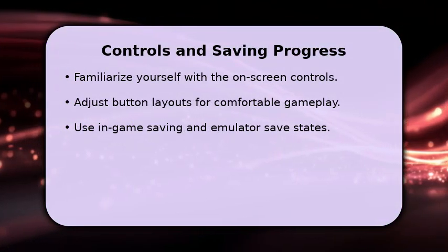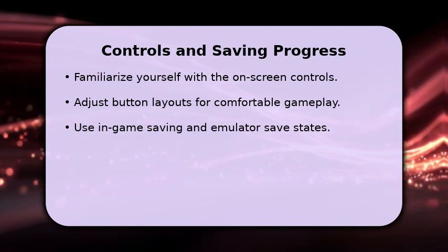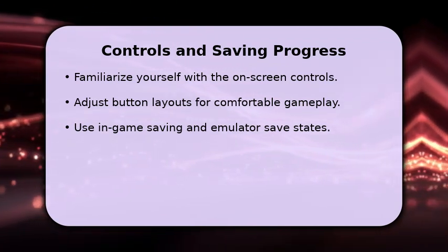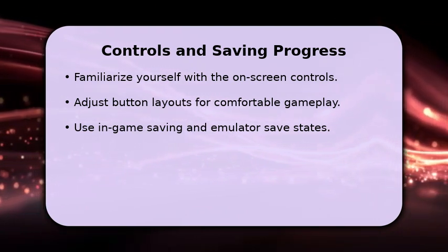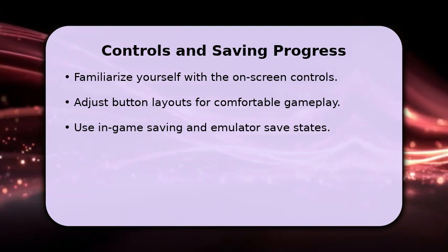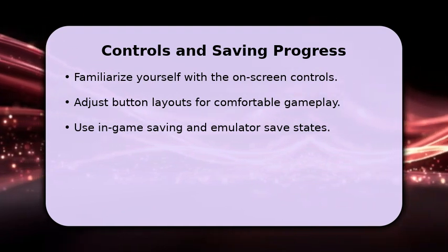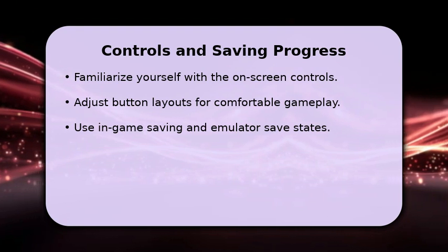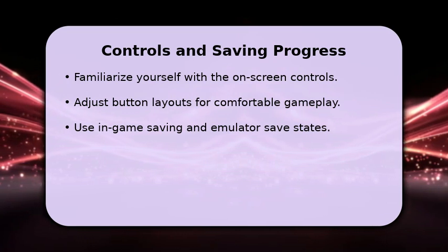Most emulators provide on-screen virtual buttons that mimic the original GBA controls. Take a moment to get comfortable with their placement, and many apps allow you to customize the layout. For saving your progress, you can use the game's built-in save function, just like on a real GBA. Additionally, emulators offer save states, which let you instantly save and load your game at any exact moment.